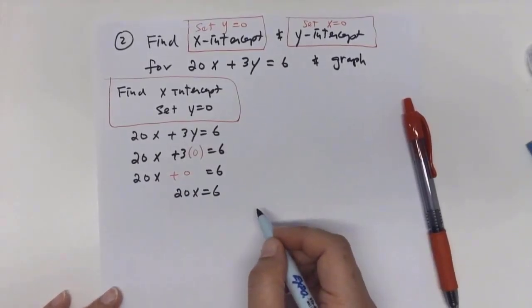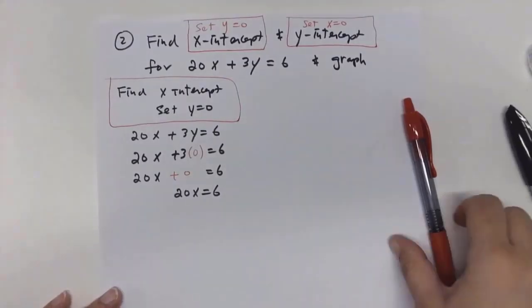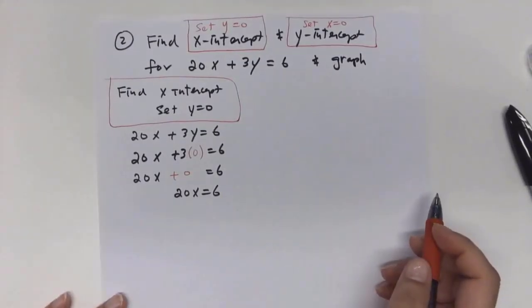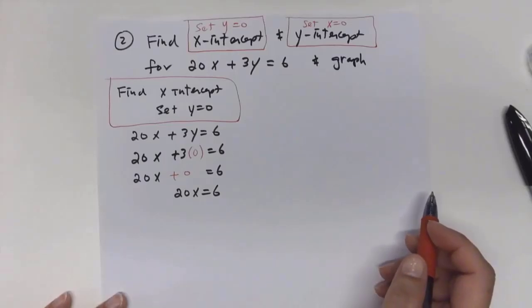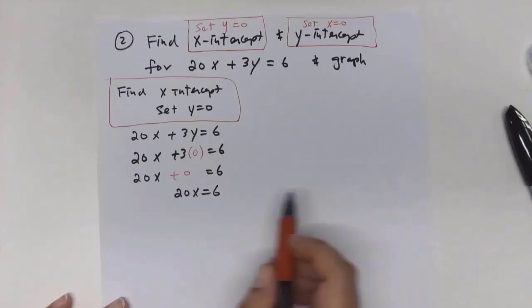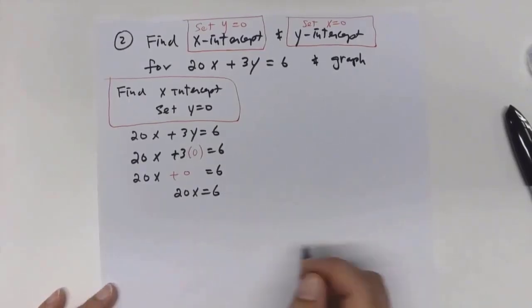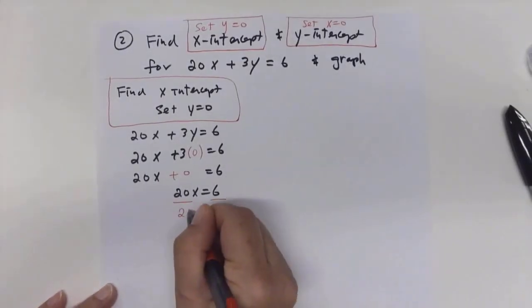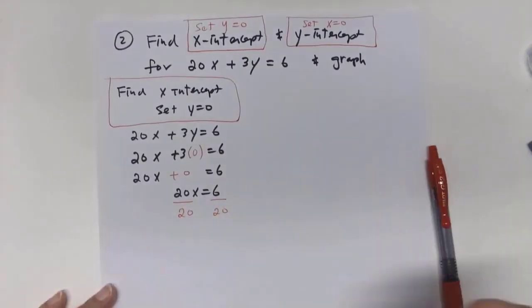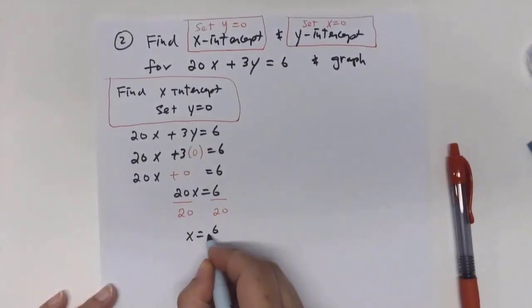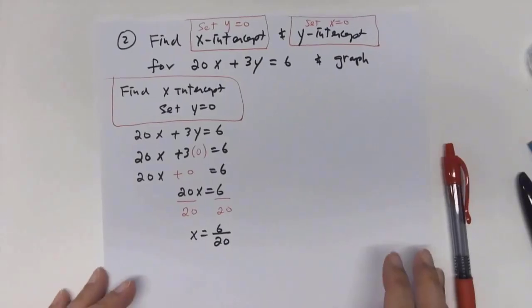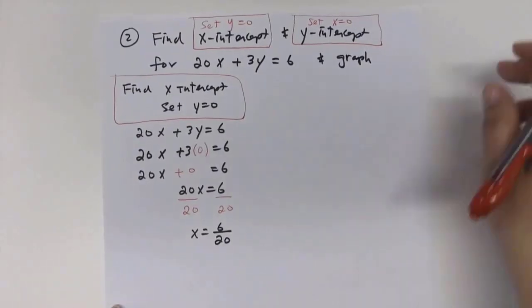If 20x equals 6, to solve for x, we need to do what? I need to solve for x. Divide what? Divide by 20 on both sides. So x equals 6 over 20. And if I reduce it, what do we get?